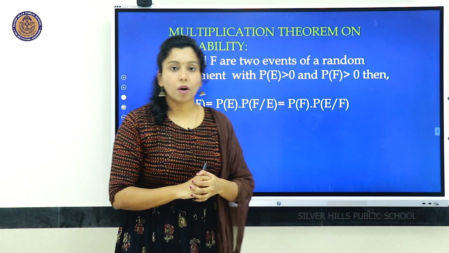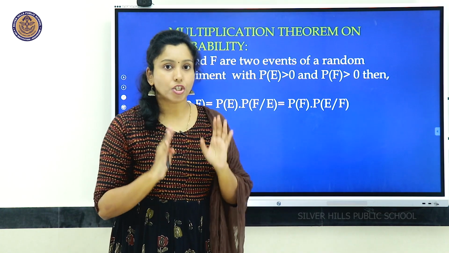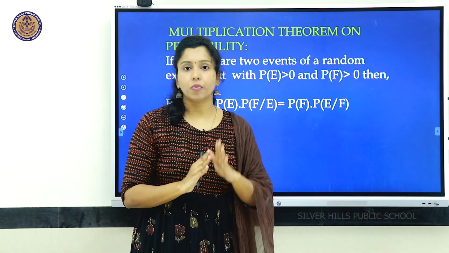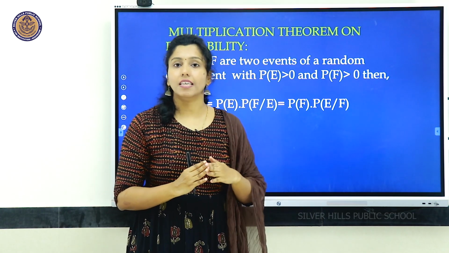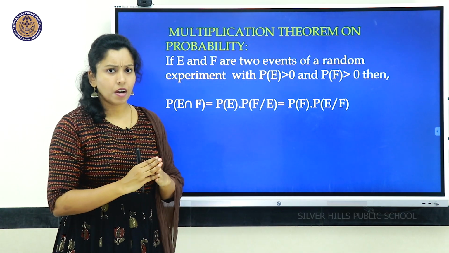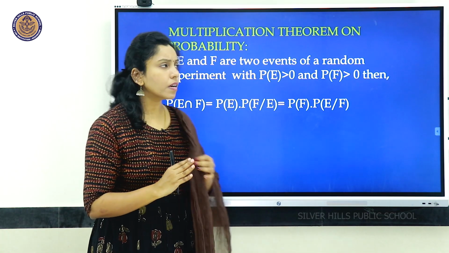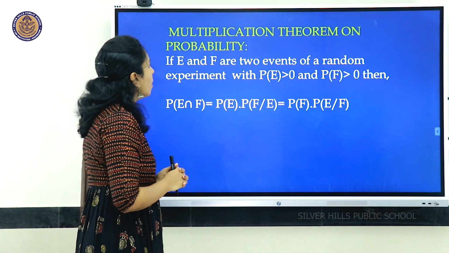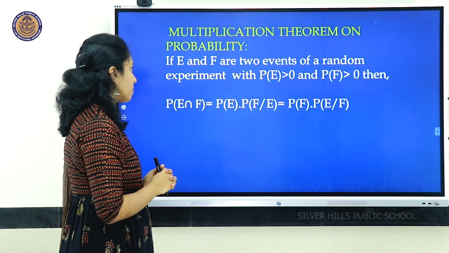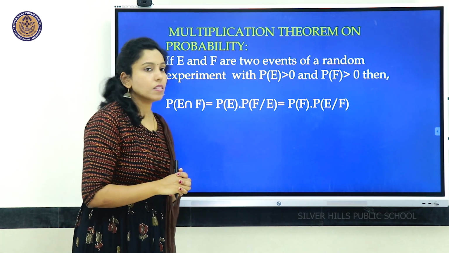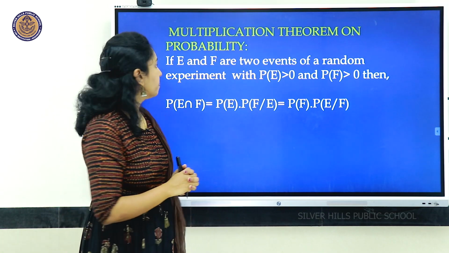So these were the problems based on conditional probability. Simple types of questions come, sometimes direct, or you will have to select E and F. Now let's move to the next topic. This is also a simple one. It's called the multiplication theorem on probability. So what is the multiplication theorem?